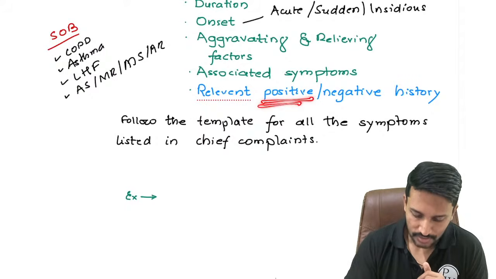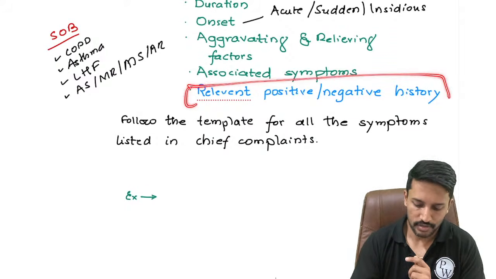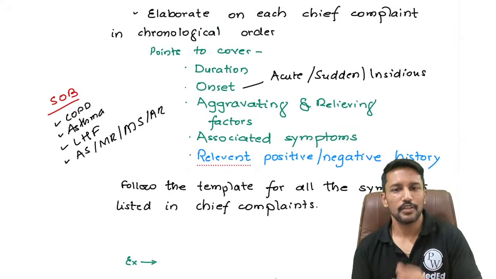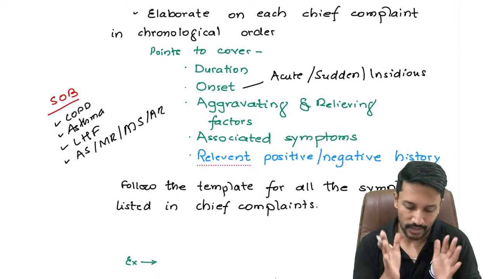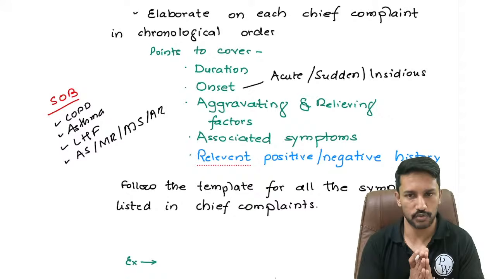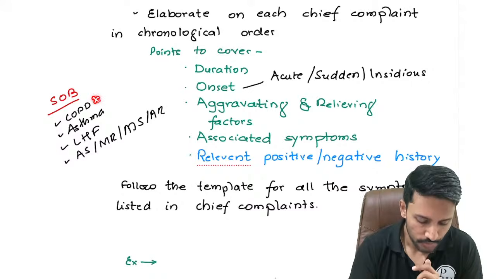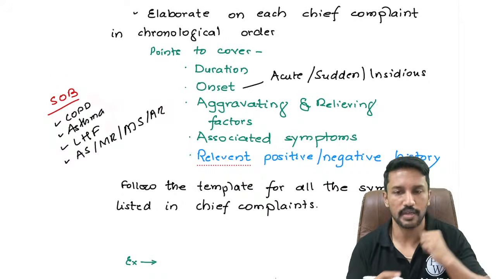So then comes the question. If I do not want to get caught by my teachers, what should I cover in the positive and negative relevant history? Whenever I read every complaint, in my mind I should make a list of possible differential diagnoses. And I should ask only those points which I know can help me to rule in or rule out my possible differential diagnoses.